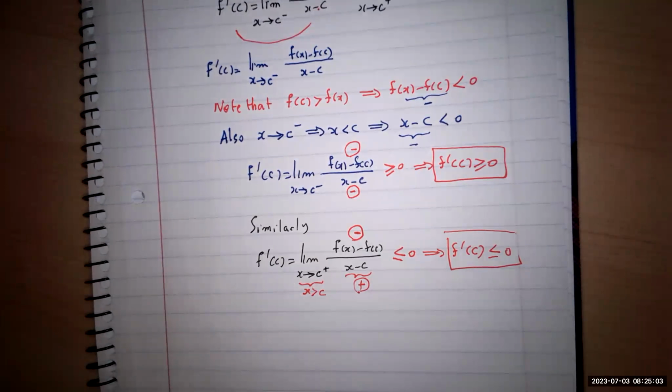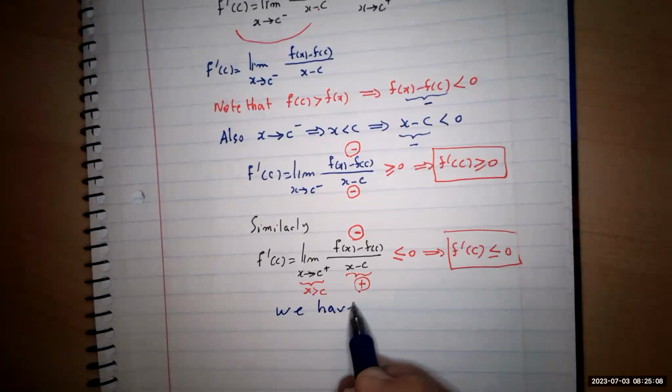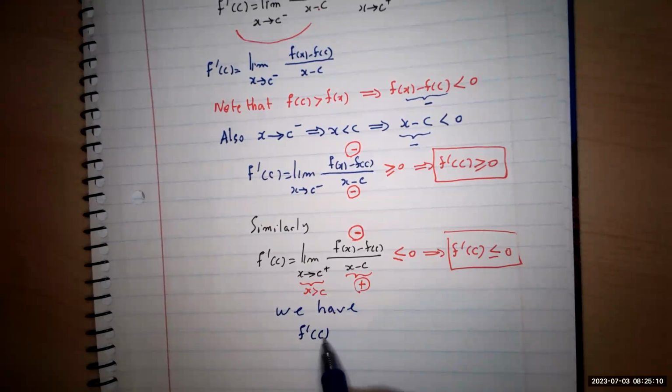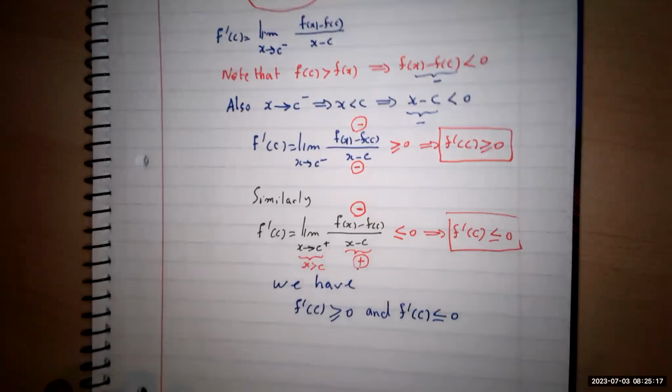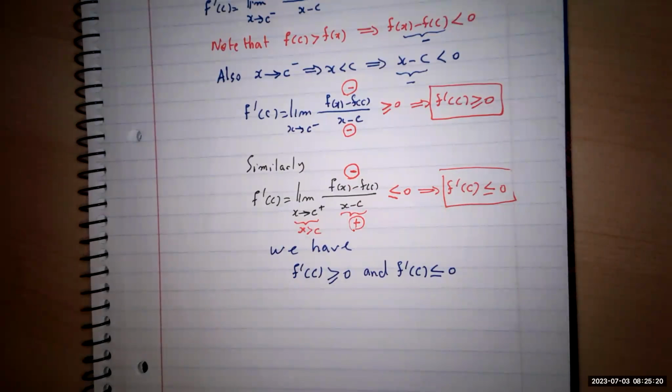So what do you have? So we have the case that f prime of c is greater than or equal to 0, and f prime of c is less than or equal to 0. What's the conclusion of this one? You want a number to be greater than or equal to 0, and at the same time to be less than or equal to 0. What's the possibility for this number, f prime of c? Any suggestion?